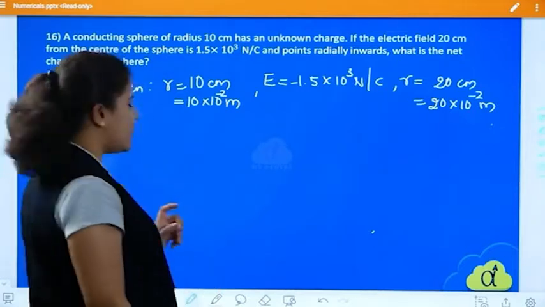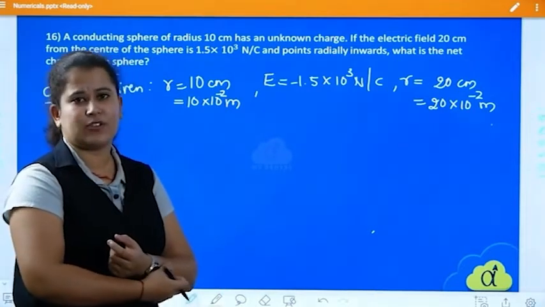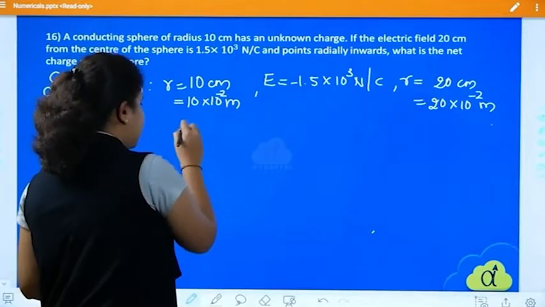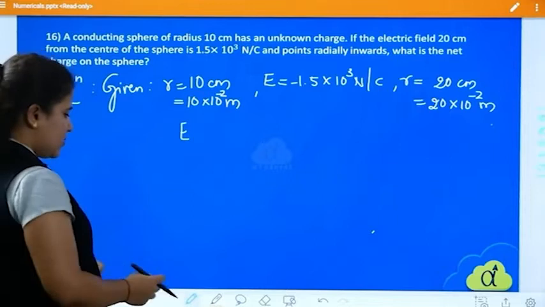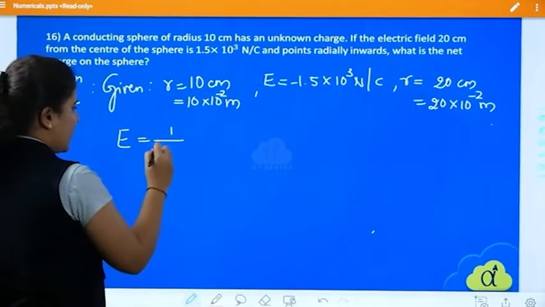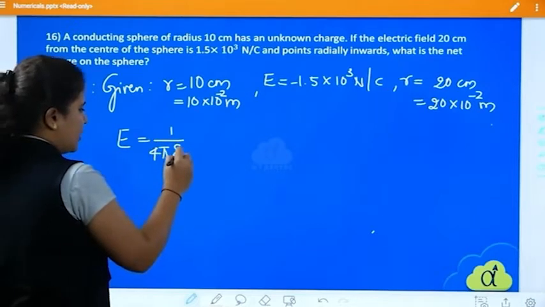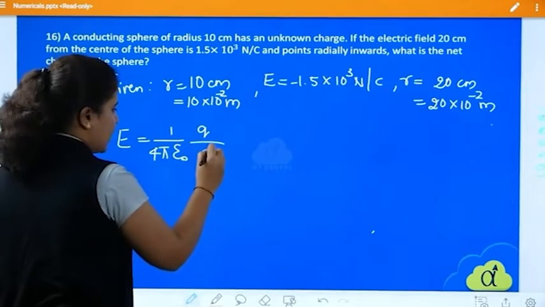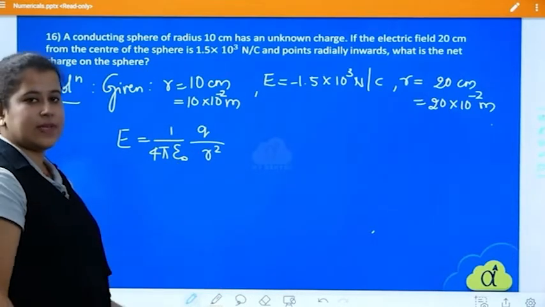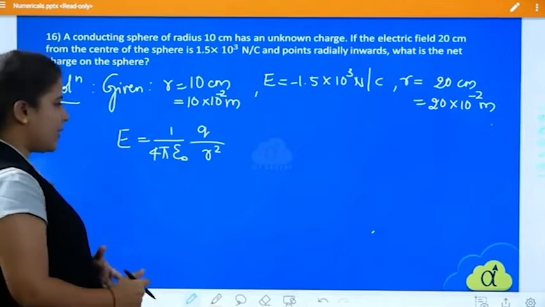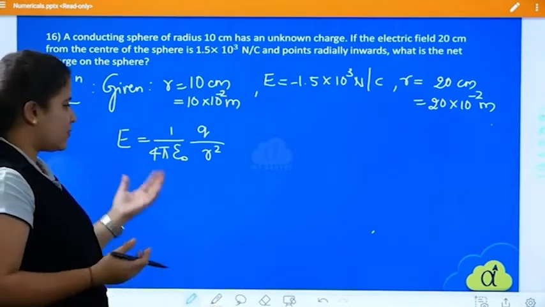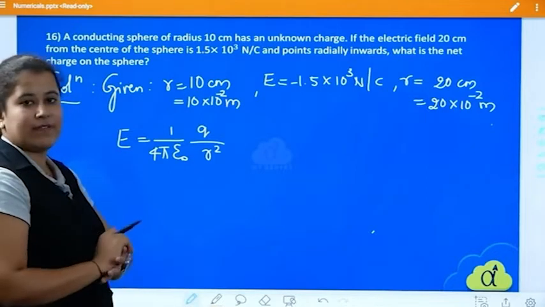What is the net charge on the sphere? I have to find out the net charge on the sphere, that is Q. We know the formula for electric field intensity: E is equal to 1 divided by 4 pi epsilon naught, Q divided by R square, where Q is the charge and R is the distance from the center of the sphere. We know the value of E, 4 and pi, so we'll substitute. We have to find out the value of Q.